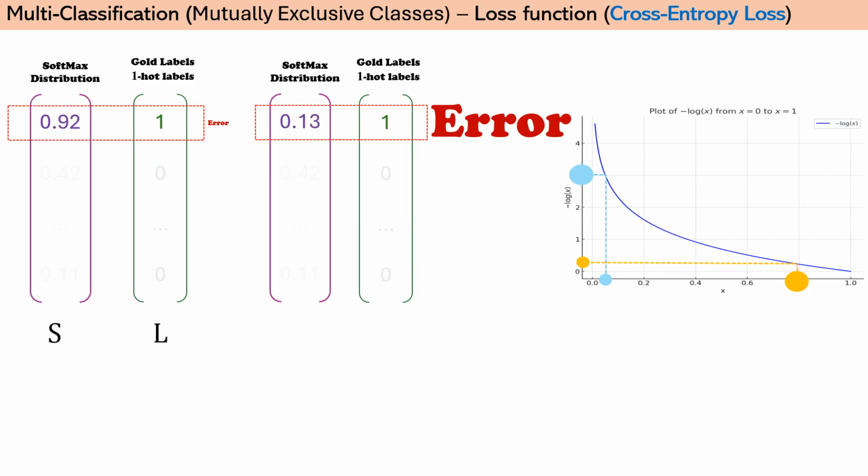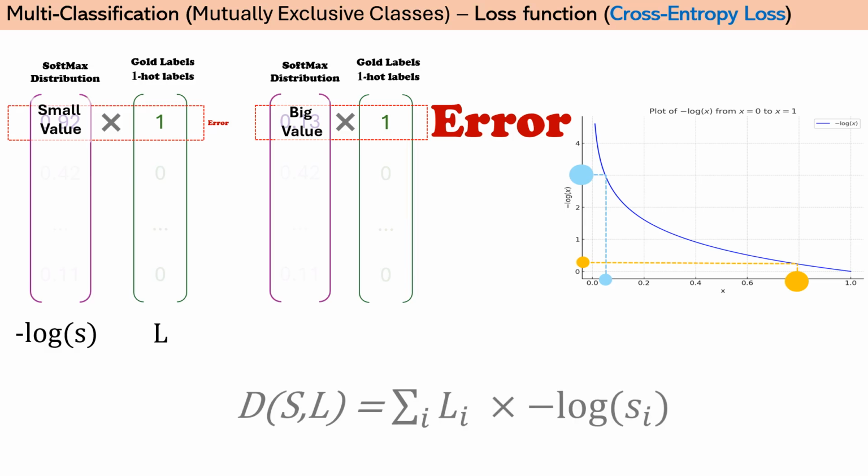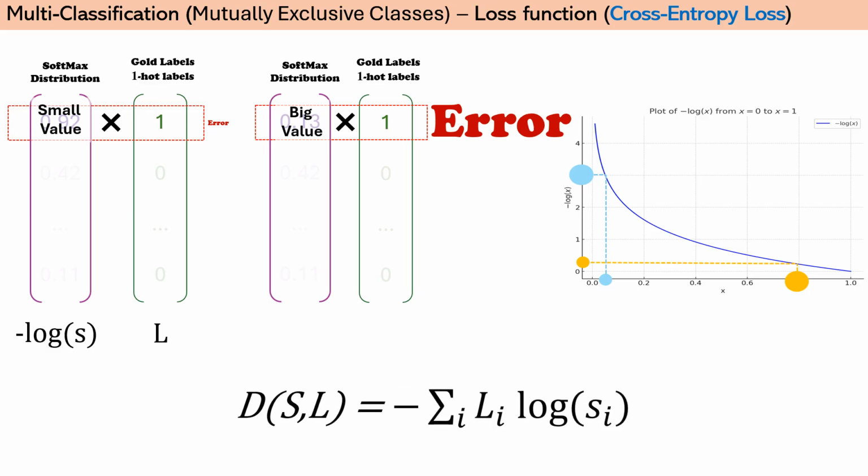Assume the predicted probability vector is S, and the gold label vector is L. First, we convert S to minus log S. Then, we multiply the two vectors element-wise and compute their sum, as shown in this equation. By moving the negative sign outside, we arrive at the final equation for the cross-entropy loss.